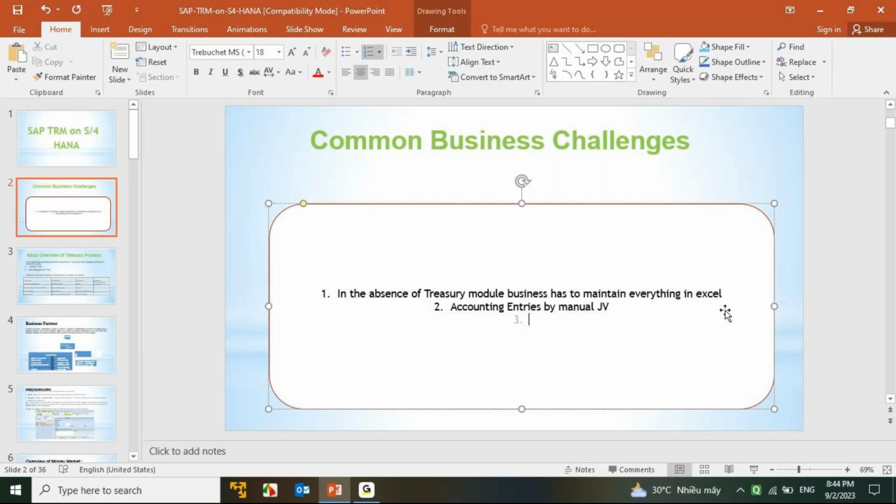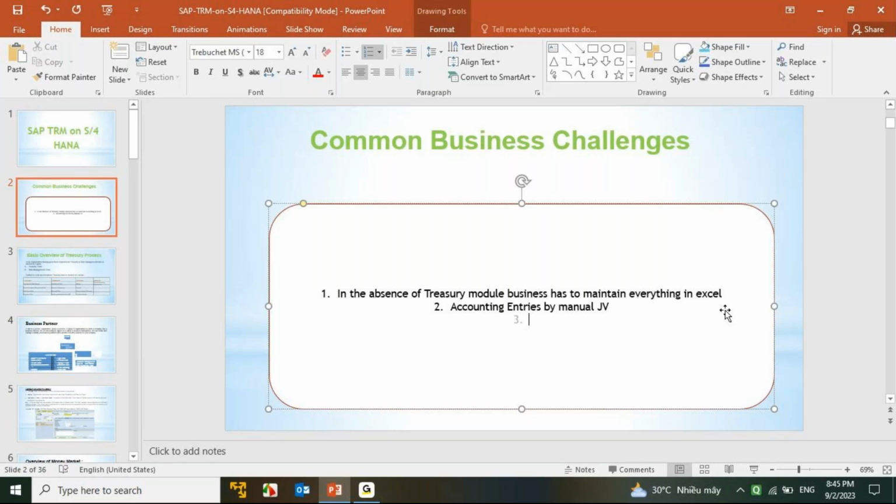So again, we come back to the common challenges. The first challenge you find when you go for implementations is that they are not on any SAP system at all. There is no integrated system, and they may be using a local ERP or anything. In that case, they maintain everything in Excel, which makes for a complicated process altogether. They try to post these things based on the Excel. When they do an investment, they post it to a manual journal voucher based on the investment decision.